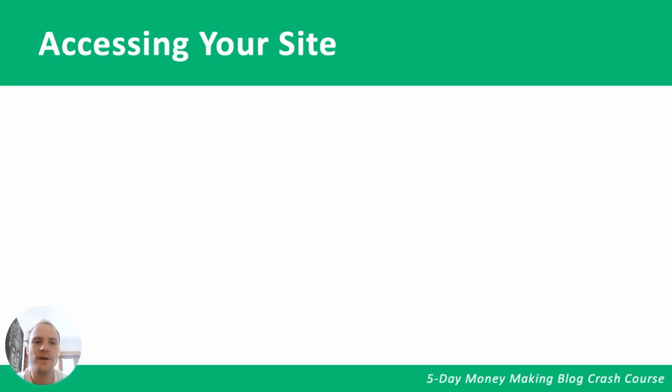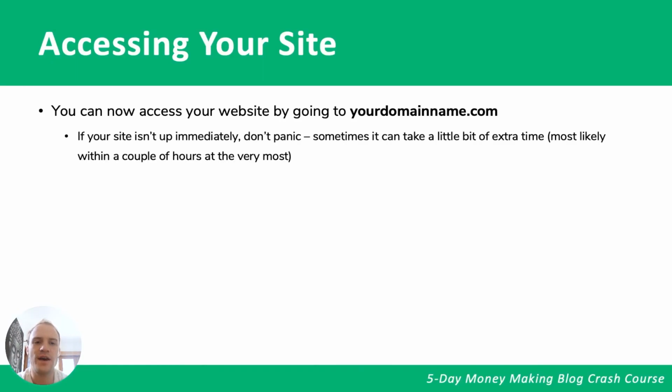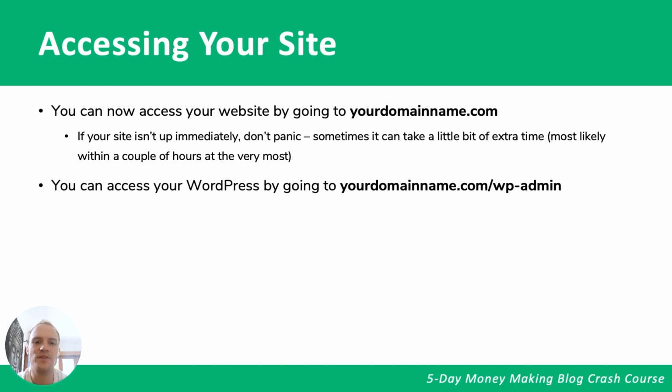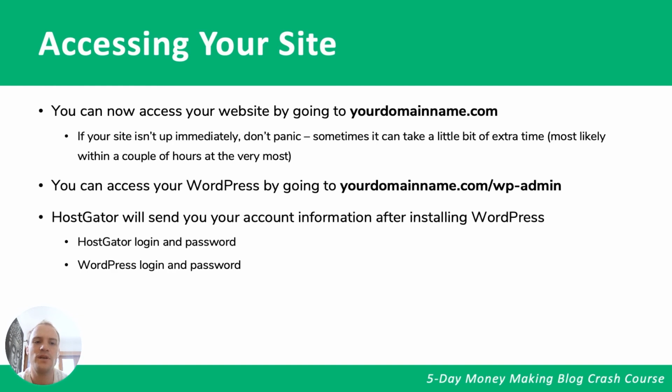All right, so just a quick reminder how to access your site. You can now access your website by going to yourdomainname.com. In our case, it's petreptiletrainer.com. So again, if your site isn't up immediately, don't panic. Sometimes it can take a little bit of extra time, but for most cases, it's going to be up within a couple of hours at the very most. You can access your WordPress dashboard by going to yourdomainname.com/wp-admin. HostGator is also going to send you your account information after installing WordPress. So you'll have your HostGator login and password and also your WordPress login and password. So go ahead and keep that information safe.